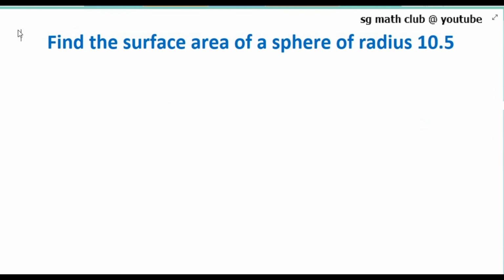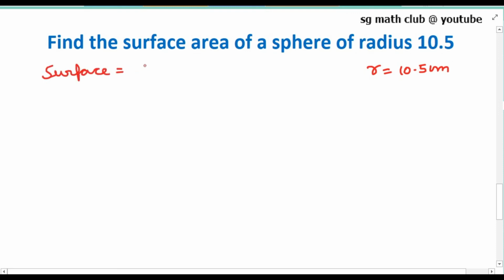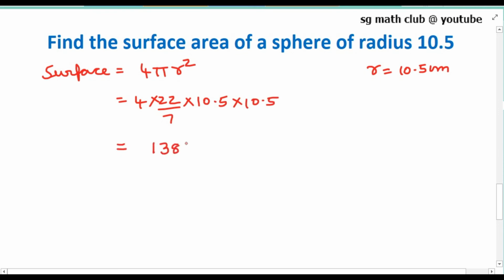Now let's see some examples. Find the surface area of a sphere of radius 10.5 centimeter. So radius is 10.5 centimeter. We need to find surface area of the sphere, and we know the formula. Surface area of the sphere is 4 pi r square. 4 into pi value we can take as 22 by 7 into 10.5 into 10.5. Now when you simplify this, you'll get the answer as 1386 centimeter square.